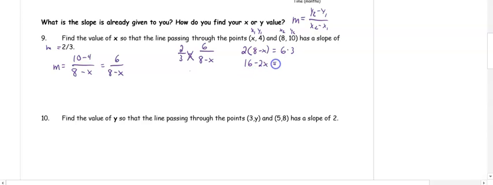16 minus 2x equals 18. We can subtract 16 from both sides. Negative 2x equals 2. When we divide by negative 2, x equals negative 1.